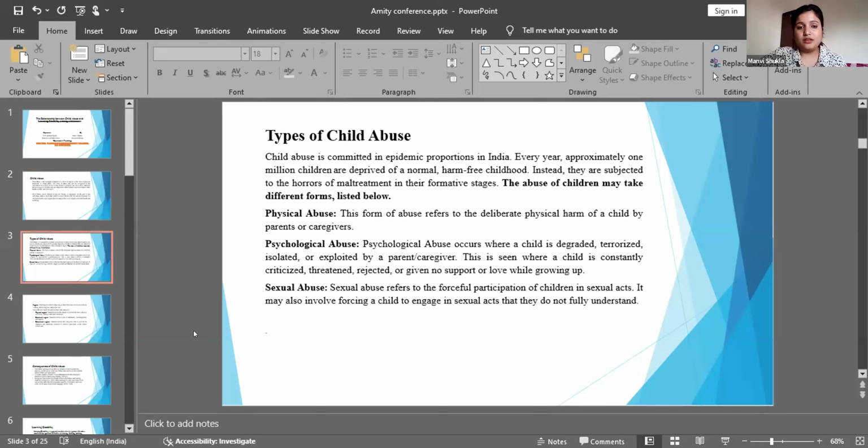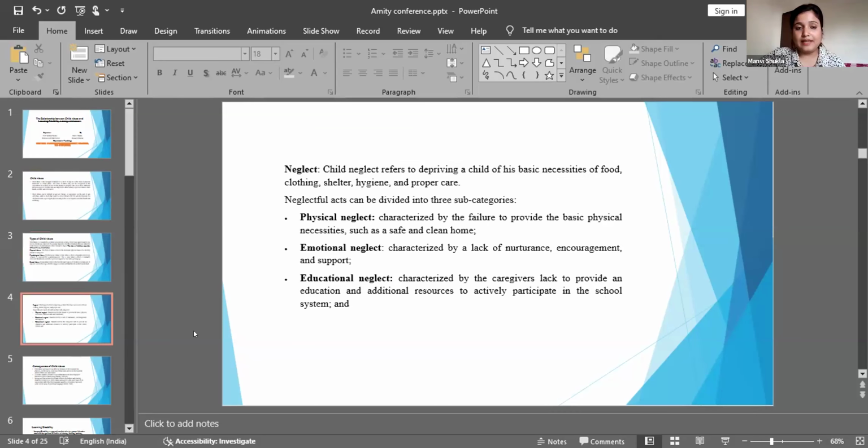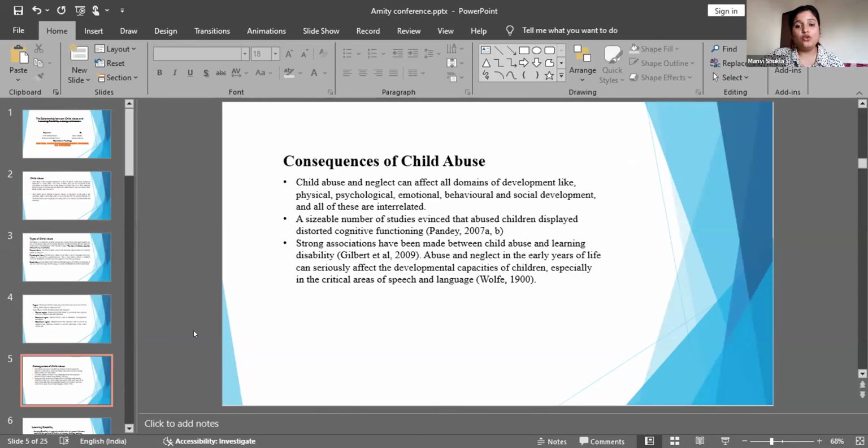There are different types of child abuse, such as physical abuse, psychological abuse, and sexual abuse, and different types of neglect, such as physical neglect, emotional neglect, and educational neglect. Child abuse and neglect can affect all domains of development of children, such as physical, psychological, emotional, behavioral, and social development, and all of these are interrelated.